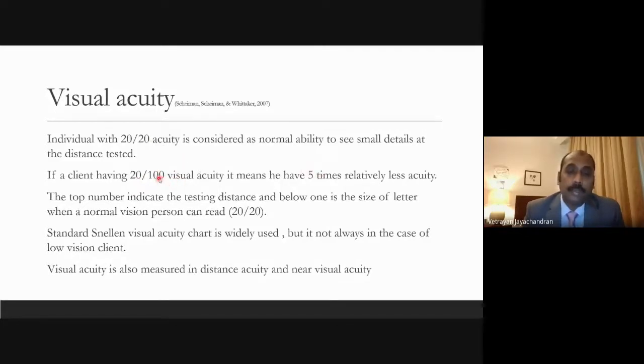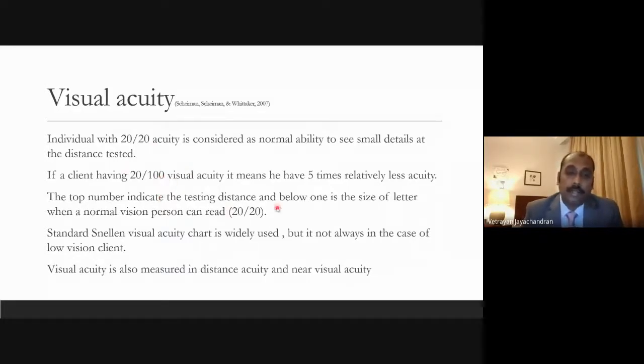So if the person can read only the letter size 100 from a 20-meter distance, that means they cannot read the letters below, like 80, 50, 20. But they can read the letters above 100, like 150, 200 or 300. They can read those letters, but below 100 they cannot read. So this we call low vision.